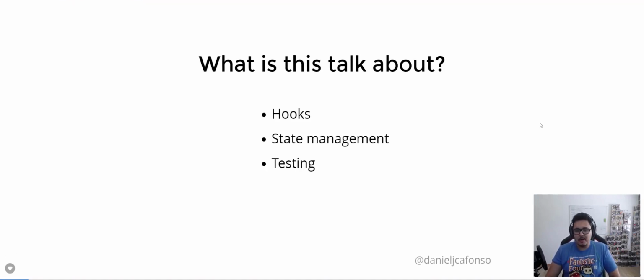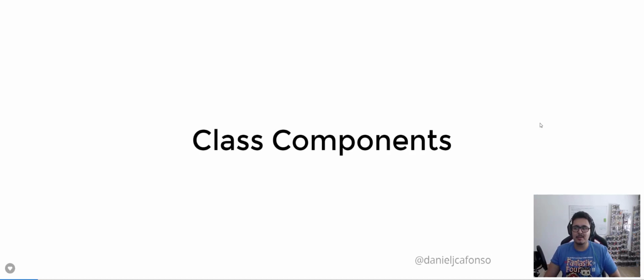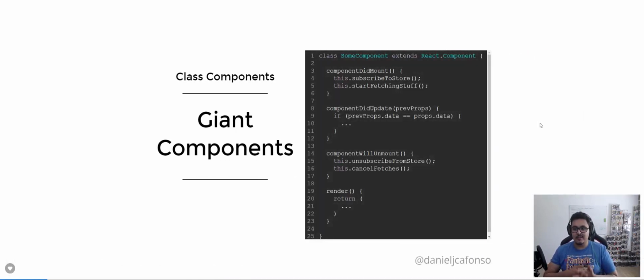Before speaking about hooks, it's important to speak about class components. Class components have been around since the start of React, and while they served us well, they have a couple of issues. The first one is giant and confusing components. What we can see here is a class component with 3 lifecycle functions: componentDidMount, componentDidUpdate, and componentWillUnmount. Inside of these lifecycle functions, there is unrelated logic grouped together.